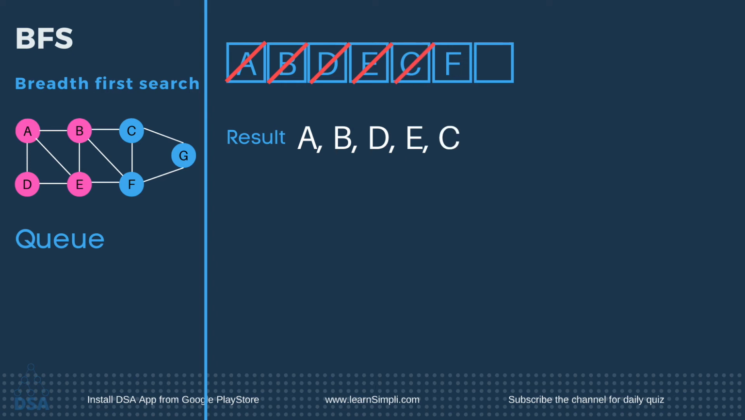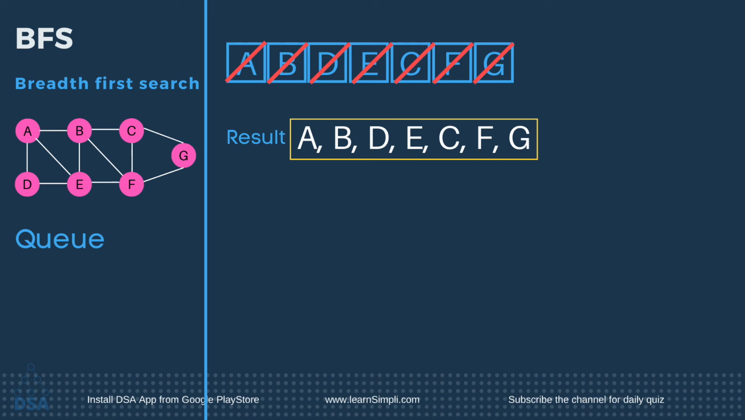Delete it, print the result, mark it as visited. Adjacent nodes to C are B, F, G. B is visited, F is inserted. Now the remaining G will be inserted in the queue. Next delete F, print the result, mark it as visited. Adjacent nodes to F are B, C, E, G, where B, C, E are already visited and G is inserted. So delete G, print the result and mark it as visited. So this is the BFS traversal of the graph.